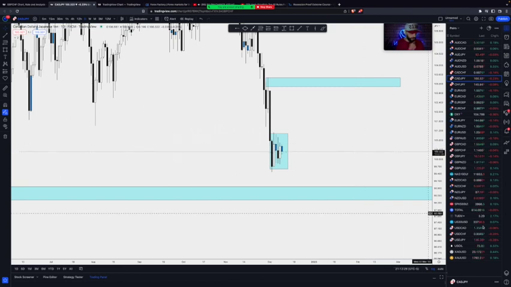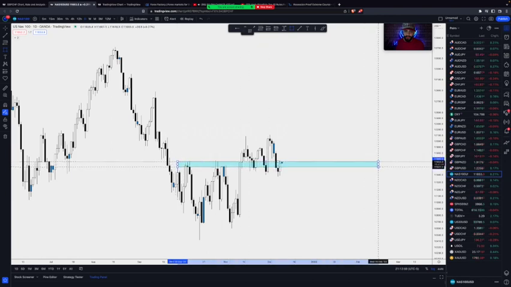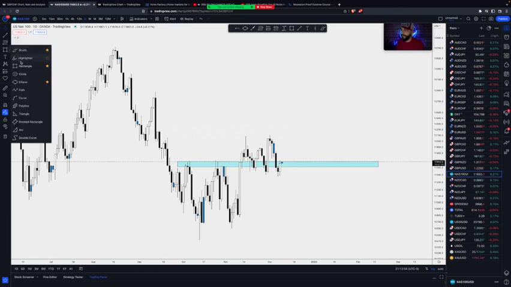Okay, so let me take a look at some of the people's favorites, like Nas. Let's take a look at Nas overall. Okay, we did get a nice close here, this bullish close yesterday. Okay, I can see that they cleared this level here, so let me just mark it for anyone that might be visually impaired. Okay, there's a nice resistance here.